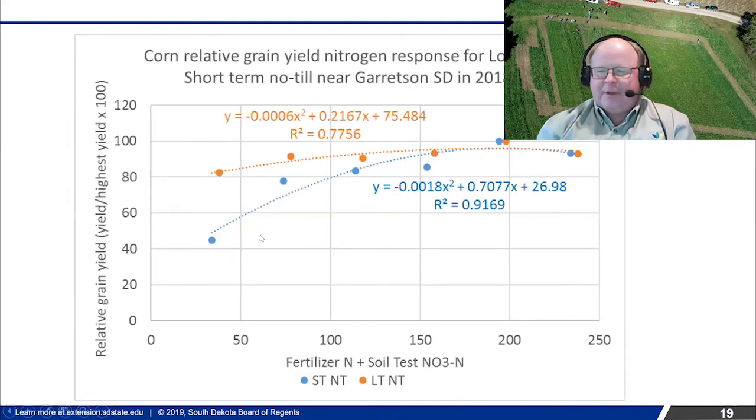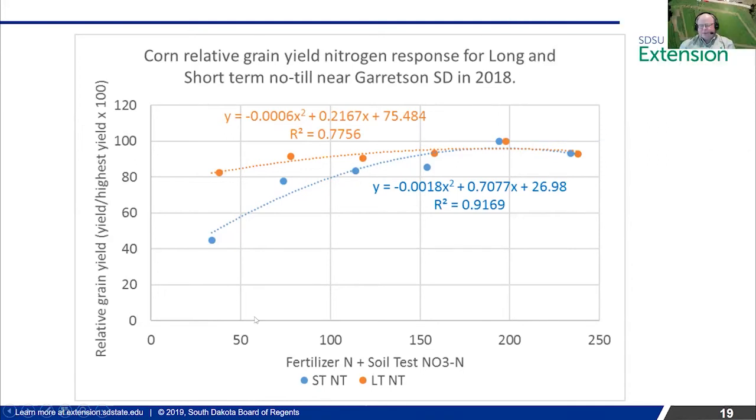Another example of 2 independent studies across the fence: the blue, short-term no-till; the orange, long-term no-till. The orange is non-responsive to nitrogen application. The blue is responsive. So the longer we do the soil health practices and use diverse rotations and no-till, of course.